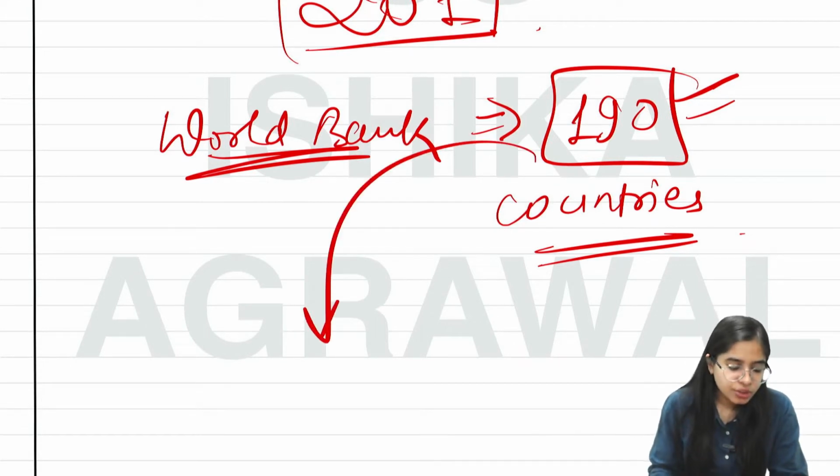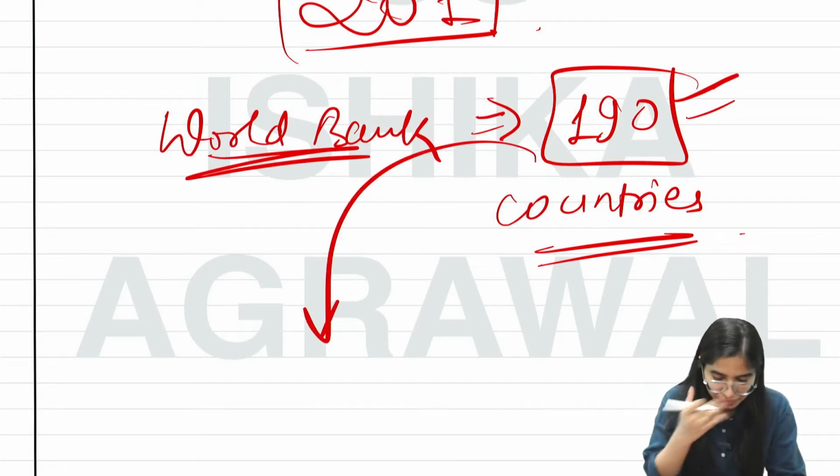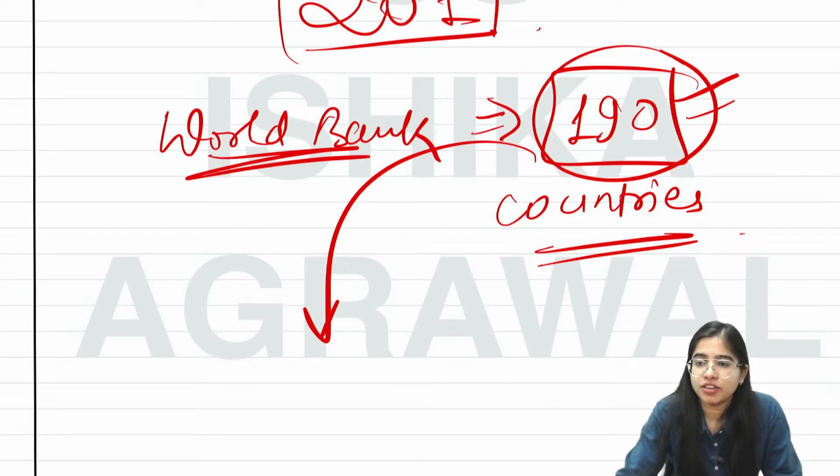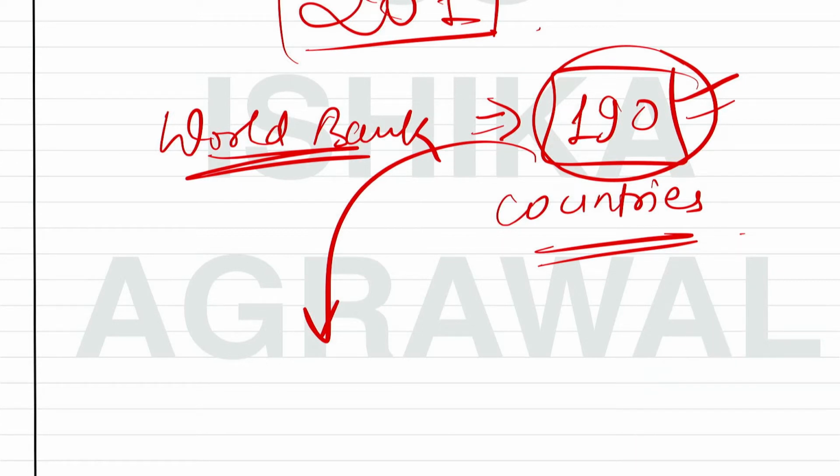Now, can you imagine what is India's position among these 190 countries in doing business? What is India's position? Yes. What is India's position in doing business among these 190 countries?